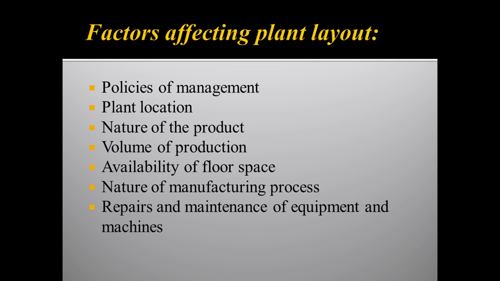The nature of the product, that is, what type of product you are going to produce in that particular plant. Volume of production, what quantity you are going to produce. Method of manufacturing, what manufacturing method you are going to opt for. How many machines are required. Availability of floor space, nature of manufacturing process, and repairs and maintenance of equipment and machines.